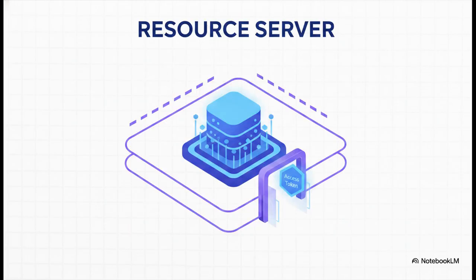And finally, rounding out our complete OAuth components, role number 4 is the resource server. This is the actual API where your data lives, like the Google Drive API. Interestingly, the resource server actually doesn't care who you are. Its one and only job is to look at the access token presented by the client, validate that the token is real, and check if it has the correct scope to access the requested data.